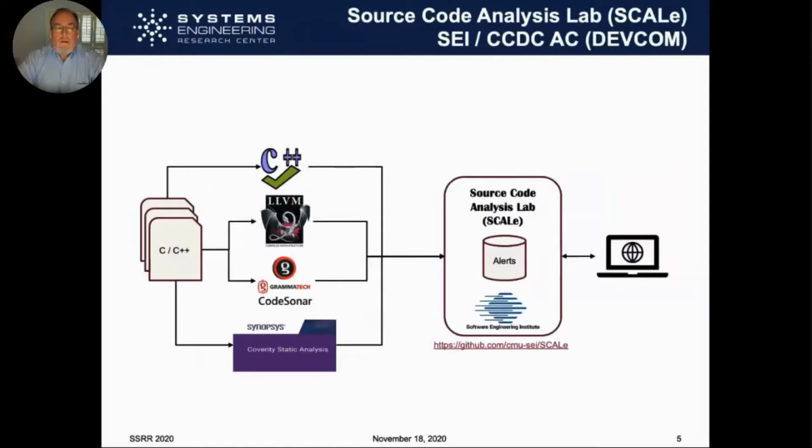So one of the things one can think about doing has already been done by CCDC-AC and the Army in conjunction with the Software Engineering Institute. That's to take the collection of alerts and begin to do things with them. For example, one could say, I'm going to judge an alert to be more likely to be a true positive if a larger number of tools have also flagged that section of code.